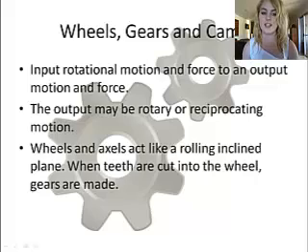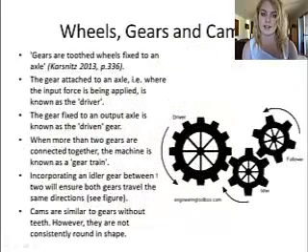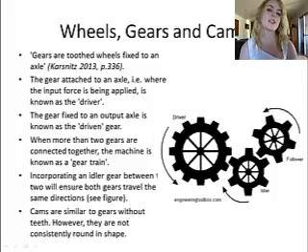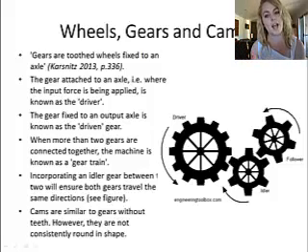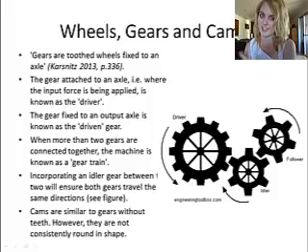When teeth are cut into the wheel, gears are made. So gears are basically toothed wheels fixed to an axle. Gears and axles are a basic mechanical machine. The gear attached to an axle, i.e. where the input force is being applied, is known as the driver, whereas the gear fixed to an output axle is known as the driven gear.